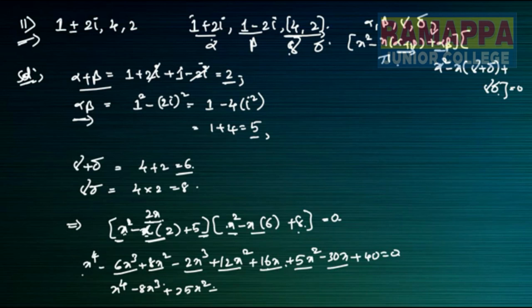Here, dear students, here minus 2x into plus 8 minus 16x, so this means here minus 46x will come, and plus 40 is equal to 0 will come. This is the answer here. Now moving to the next question.